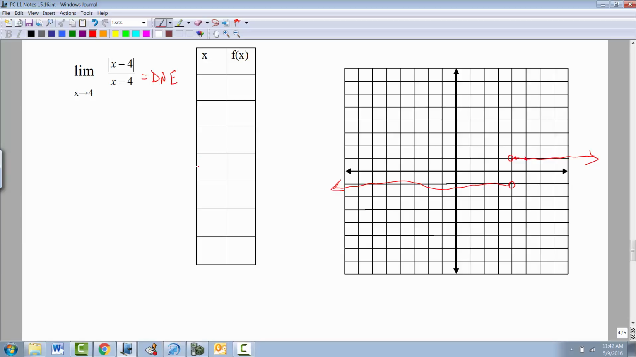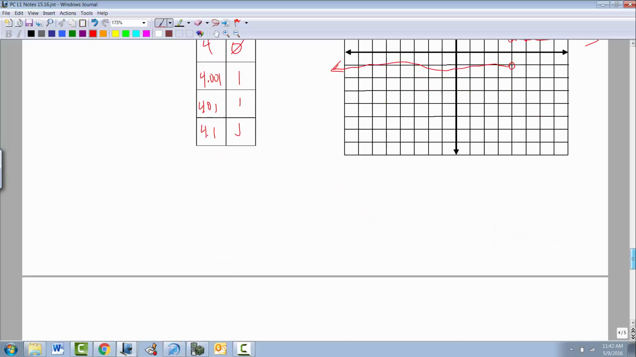All right. So what are we really supposed to do? 4, not happening. 3.9, 3.99, 3.999, and all these were -1. Whereas 4.001, 4.01, 4.1, all these were 1. So that's what you need to understand there just by plugging in the numbers and evaluating.